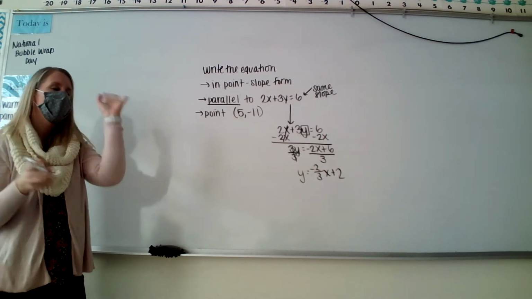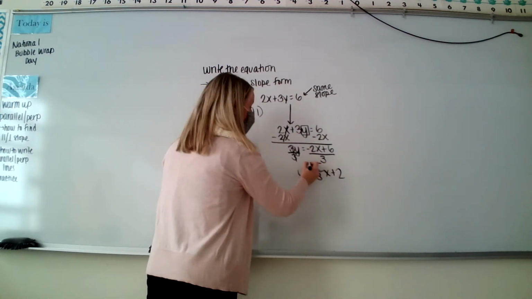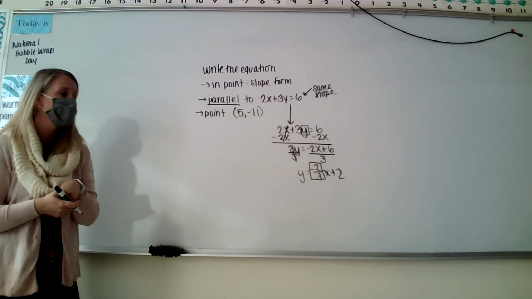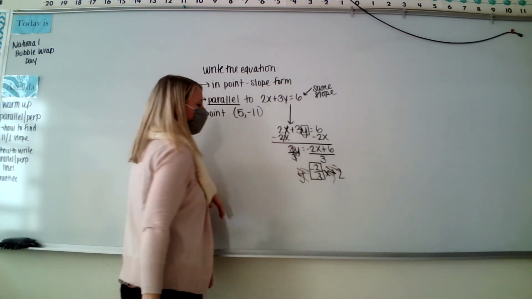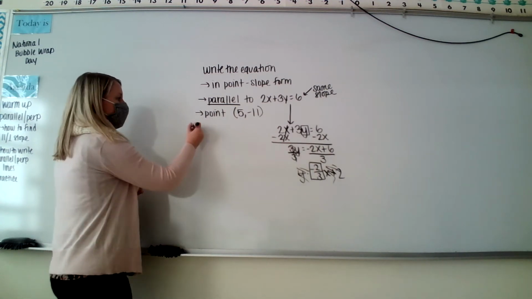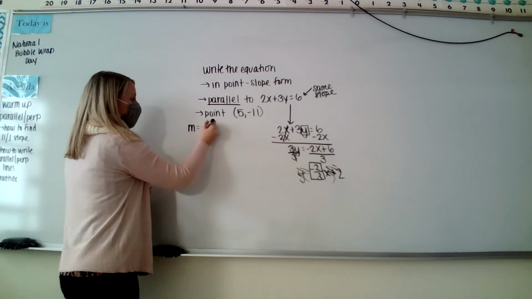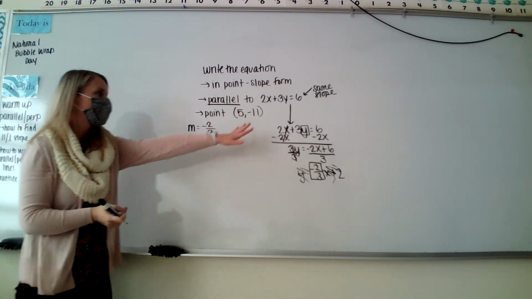I did all that, and whoa. I'm only focusing on one thing. In this equation, I really only care about the slope. I don't even care about the other stuff, so once you find the slope, you don't even need it. So if the slope of this is negative 2/3, then the slope that I need for my equation, since it's parallel, is negative 2/3. That's the only thing you need that equation for.